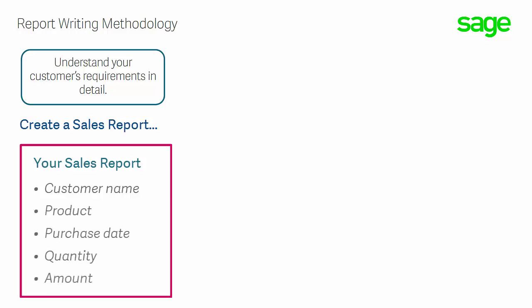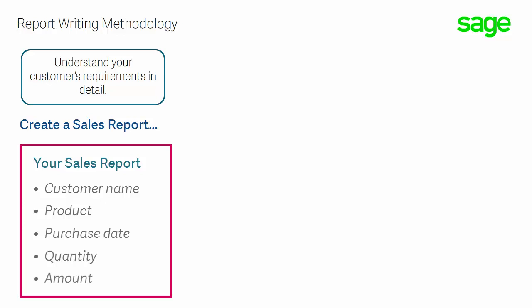If I was to say to you, create me a sales report, you're immediately going to think about the information that you would put into a sales report. You could put in the customer's name, the product that they bought, the date that they bought it, the quantity that they bought, and the amount. That's a basic sales report.